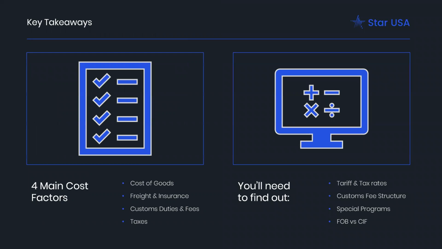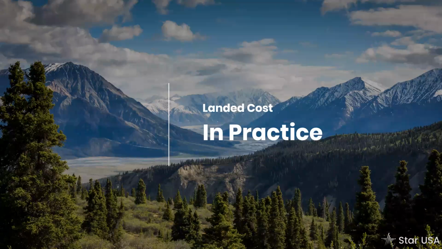So key takeaways from this section, the four main cost factors: the cost of the goods, the freight and insurance costs, the customs duties and fees, and taxes. And you will need to find out, in order to do landed cost, the tariff and tax rates that apply, the customs fee structure, and any special programs that might apply, and whether it's an FOB or CIF country. Those can all be significant factors.